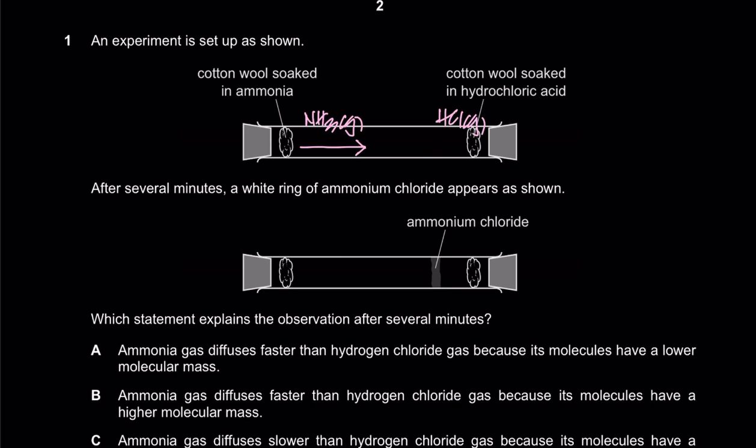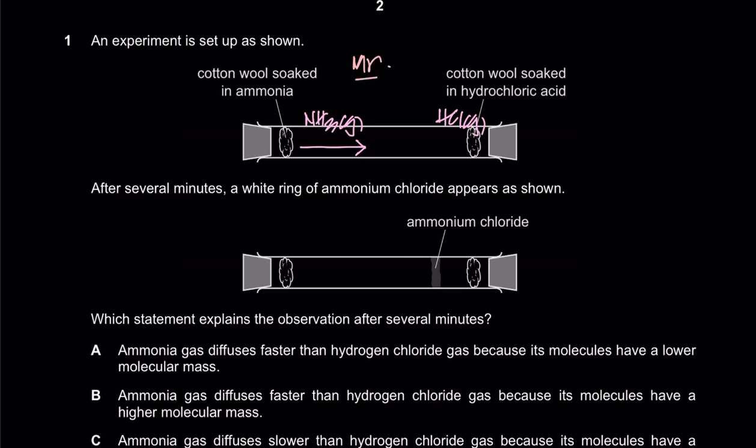Well, obviously they are going to meet at a point where the examiner has shown it to you. It's ammonium chloride forming here. Now you need to know why the ammonium chloride is forming here. The reason is that the factor that is going to determine where they will meet is their MR, their relative molecular mass.